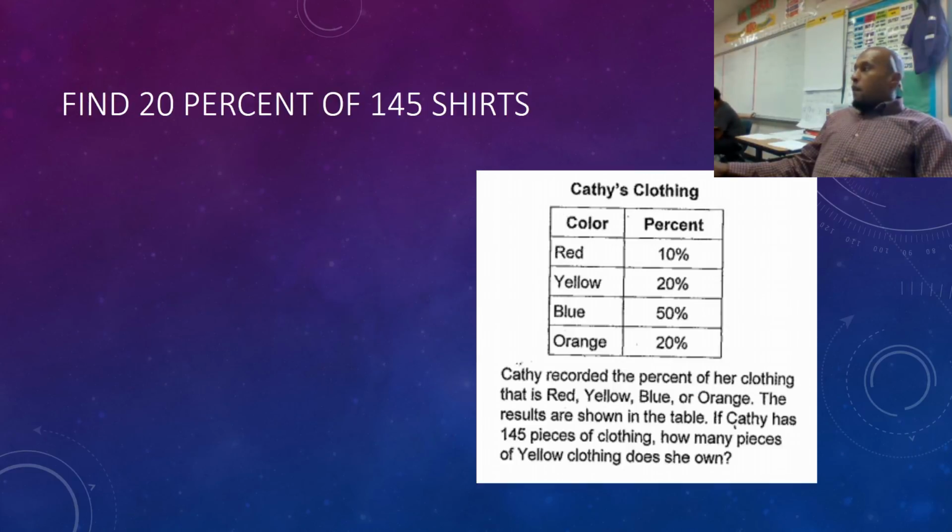All right. Okay, so we're looking at the chart or the table, trying to figure out how many pieces of yellow clothing she owns. So 20% of her pieces of clothing are yellow. Okay, if Kathy has 145 pieces, the only thing we need to do is find 20% of 145. Now I'm going to do it this way. I'm going to first find 10%. How do I find 10%? Take my decimal point, I move it one place to the left. 14.5. So I know 10% is 14.5.